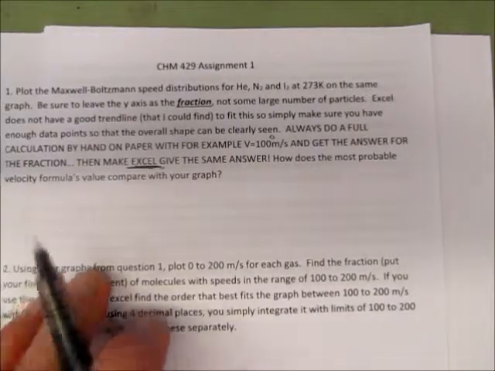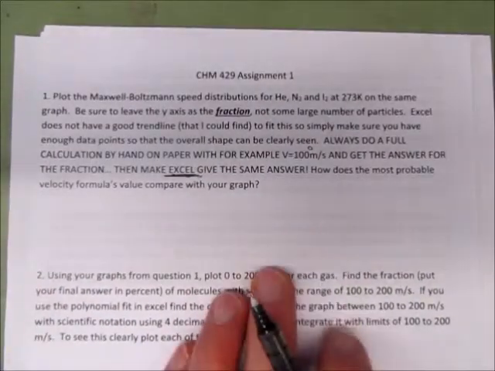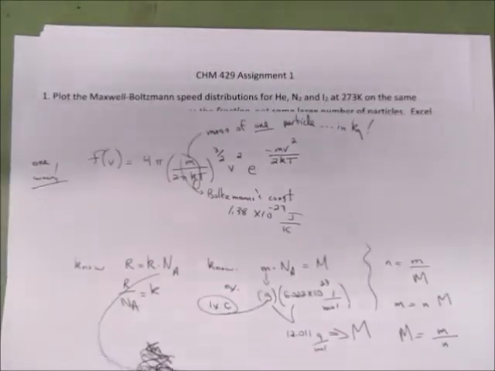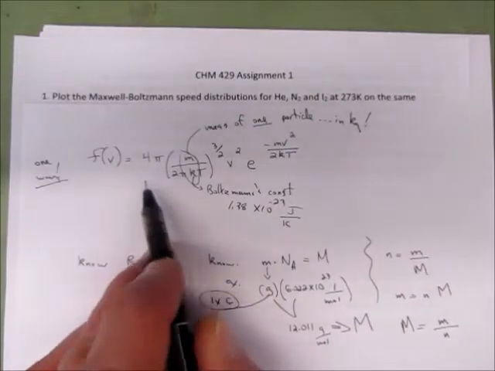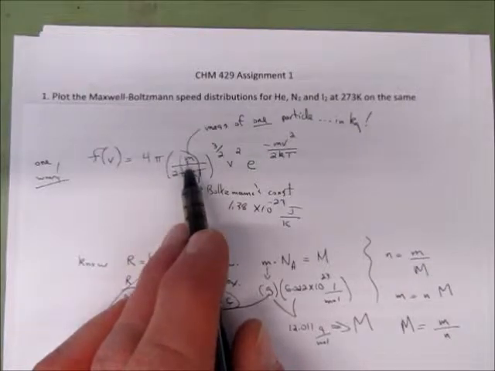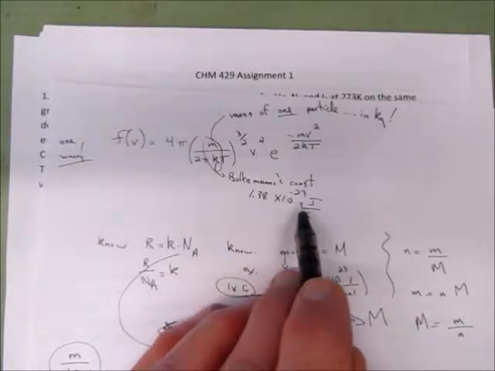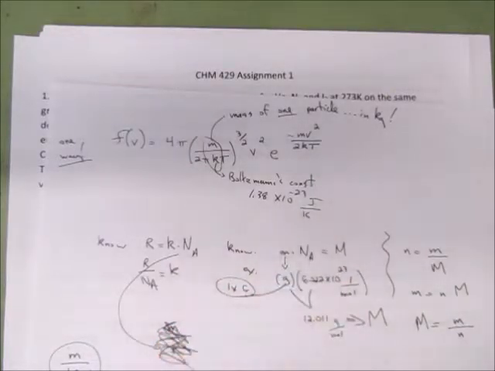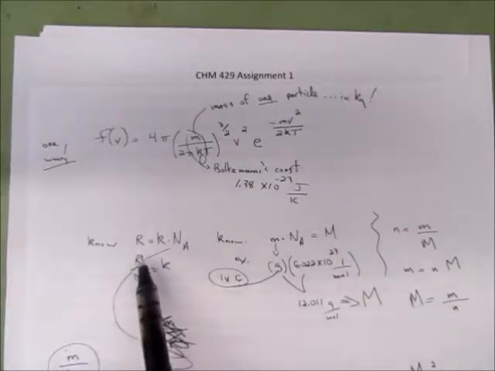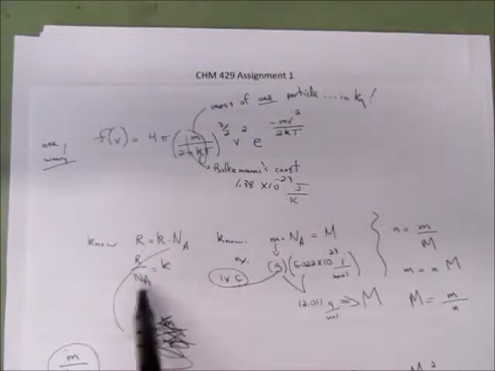So the first thing that you should probably do is let's look at the formula, and I have it written here, so I'll take you through it. This is one way of writing the formula. This is the one that I happen to use, and it has the mass of one particle in kilograms, and k is Boltzmann's constant, 1.38 times 10 to the minus 23 joules per kelvin. And there's a few things that we know.